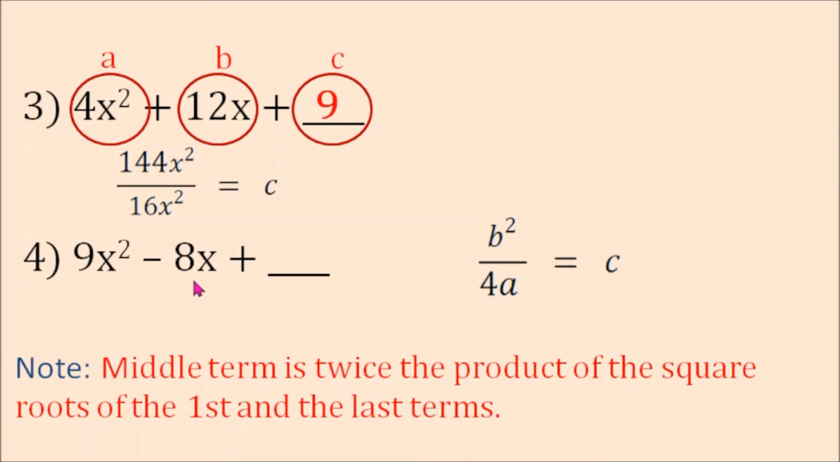Okay, we square the middle term and then we multiply the first term by 4. So the square of 8x is 64x squared, and then 9x squared times 4 is 36x squared. Then this x squared cancels out, and 64 over 36 is 16 over 9. So this is our last term.